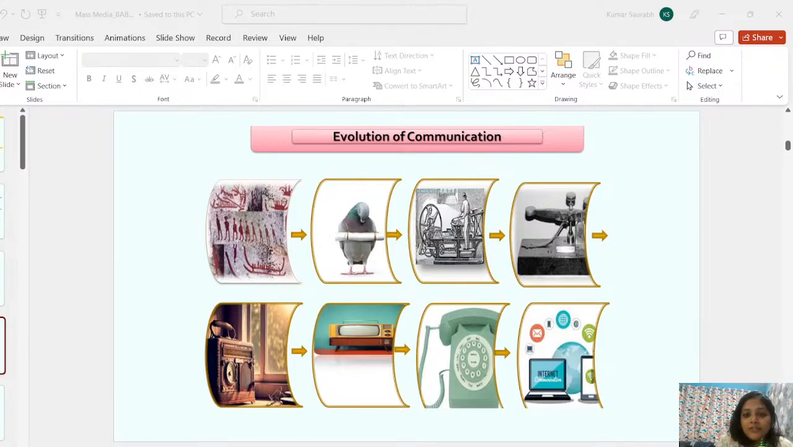Now the third picture you can see is about a printing press.